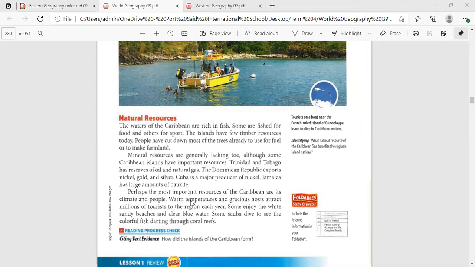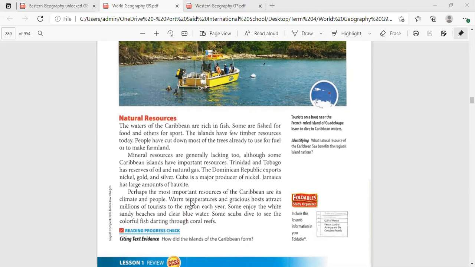Perhaps the most important resources of the Caribbean are its climate and people. Warm temperatures and gracious hosts attract millions of tourists to the region each year. Some enjoy the white sandy beaches and clear blue water. Some scuba dive to see the colorful fish darting through coral reefs.